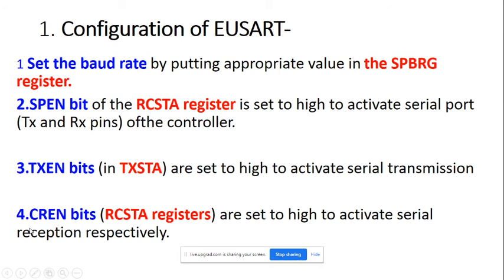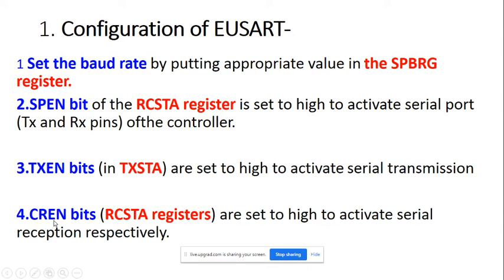Next one is the continuous receive enable bit, which must be 1. Whatever data is sent by the PC, your controller must continuously receive it. The receiver process must be enabled, and for that you make the CREN bit a 1.